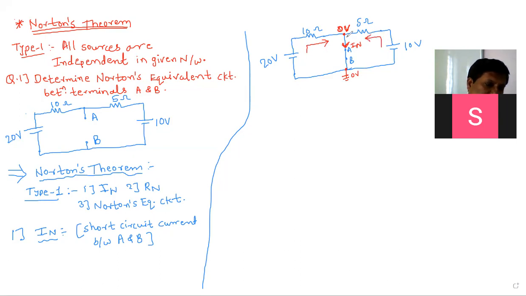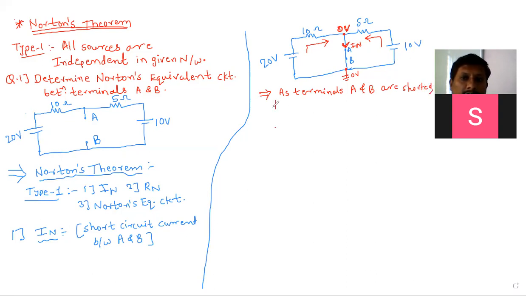So we only have to apply KCL, instead of nodal. We use nodal when we want to find the node voltage. But already by concept we know that the voltage across the short path will be 0 volt. So I will write here: terminals A and B are shorted.